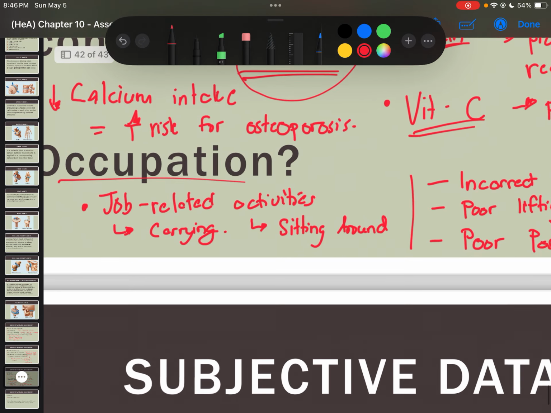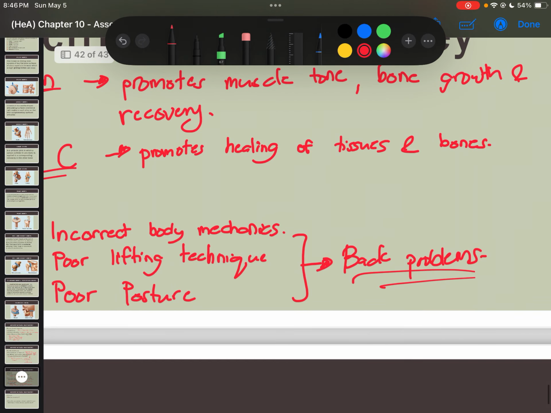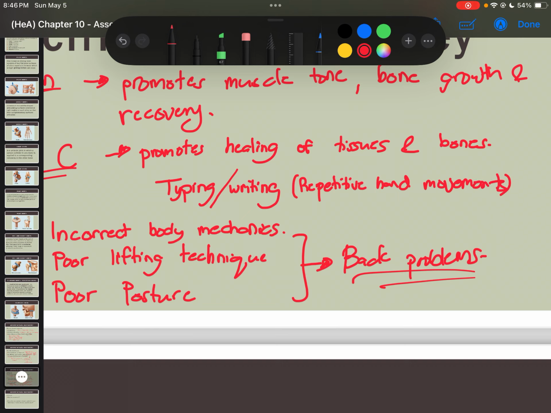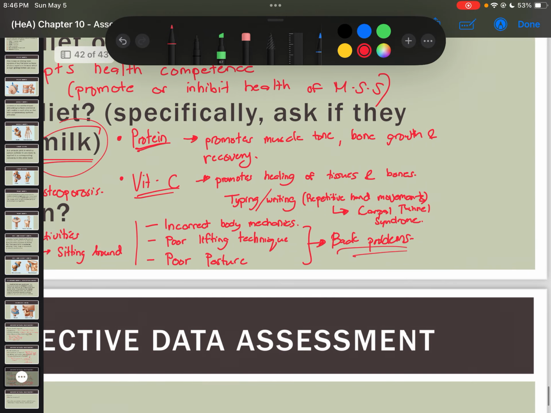Aside from that, another job-related activity is typing. Typing on the computer, typing or writing. Listen to this. It has repetitive hand movements. Because of repetitive hand movements, it increases the risk for carpal tunnel syndrome. Carpal tunnel syndrome.